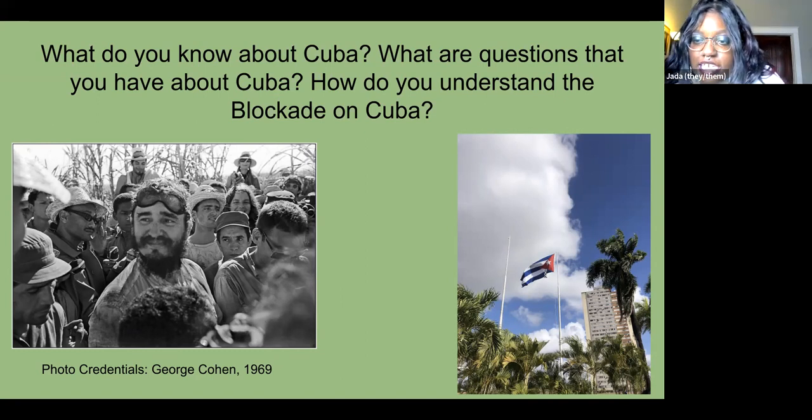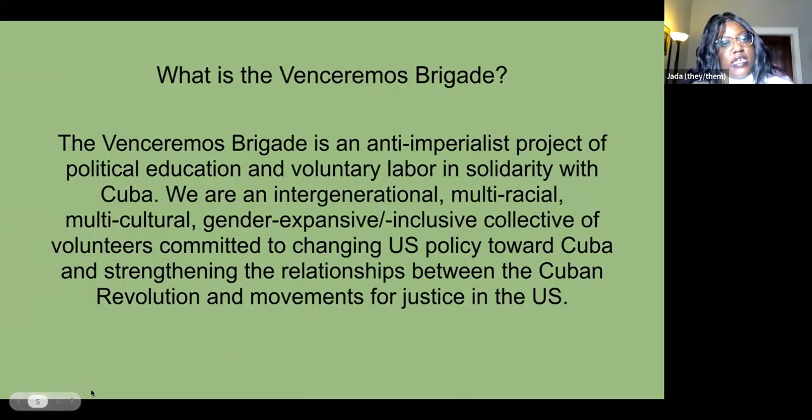Someone, Colin, is saying that they have a lot of doctors and make their own vaccine. We do actually have a slide talking about COVID, so that'll be cool. But yeah, as y'all are dropping your thoughts in the chat, we'll keep that in mind as we go through the rest of the presentation. Next slide. So what is the Venceremos Brigade?